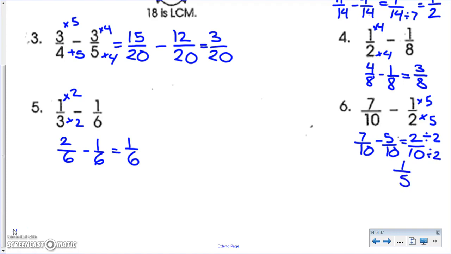Please make sure you have all of the work copied down and then glue this paper in your math notebook.